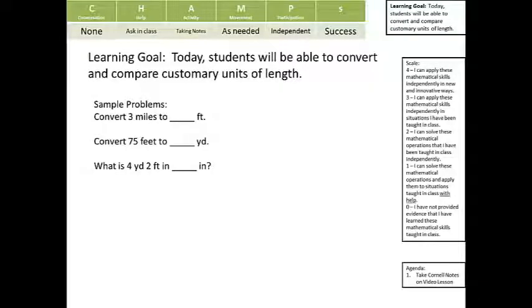So let's look at our third sample problem. In our third sample problem, it says, what is 4 yards and 2 feet in some number of inches? Well, when we're given 2 different units, that means that we're going to have to set up 2 different fractions and then add them together at the end. So let's look how we do that.